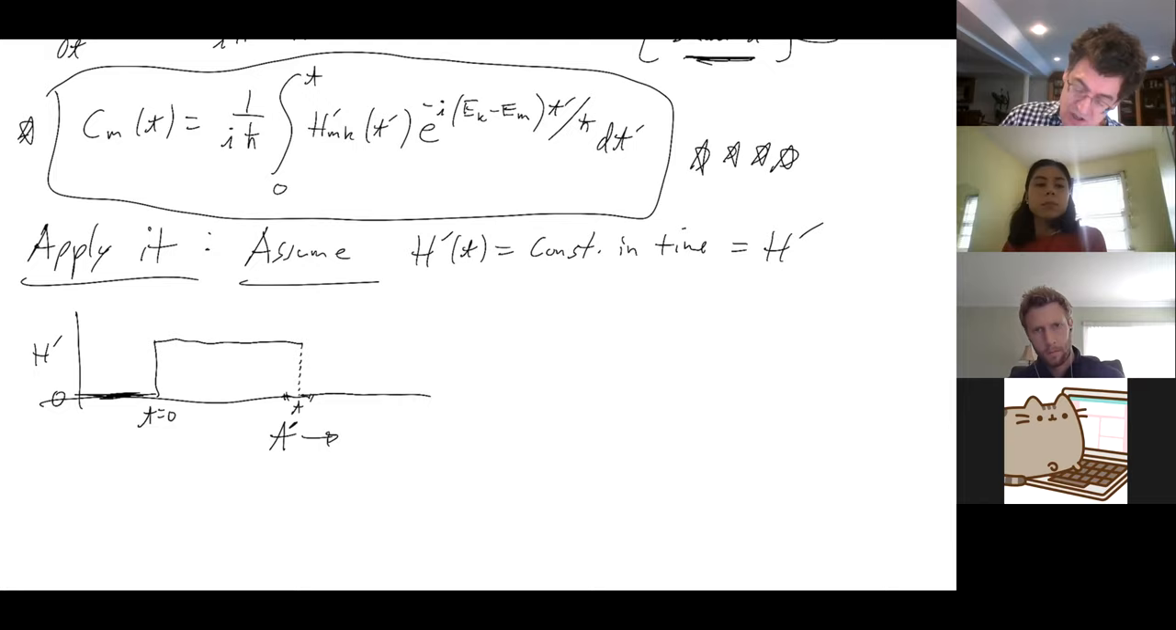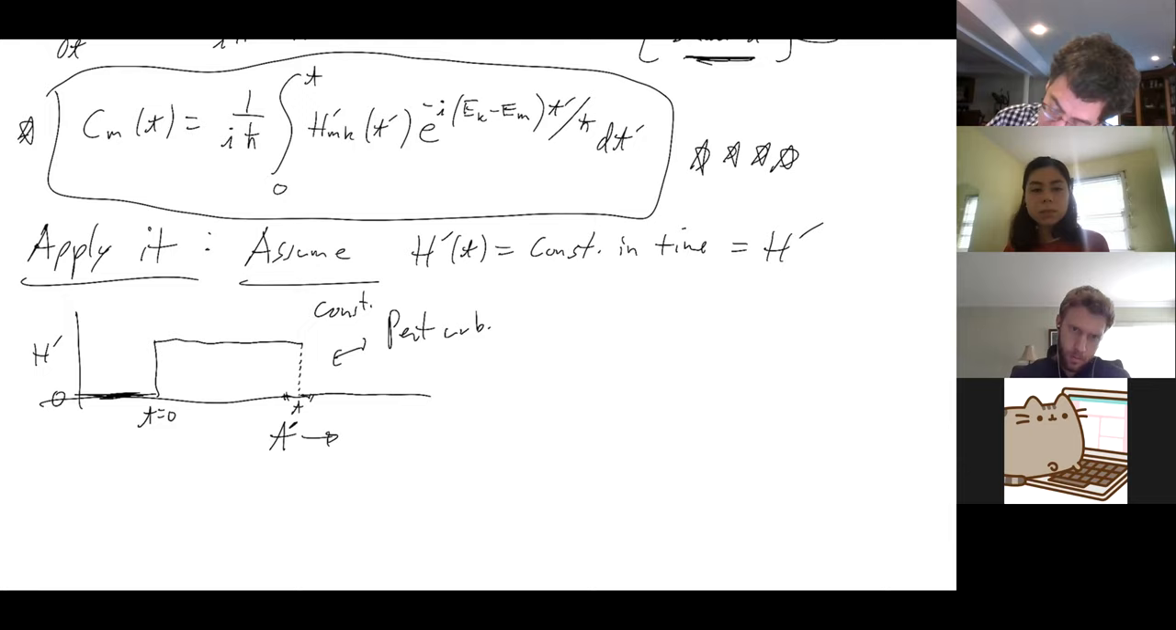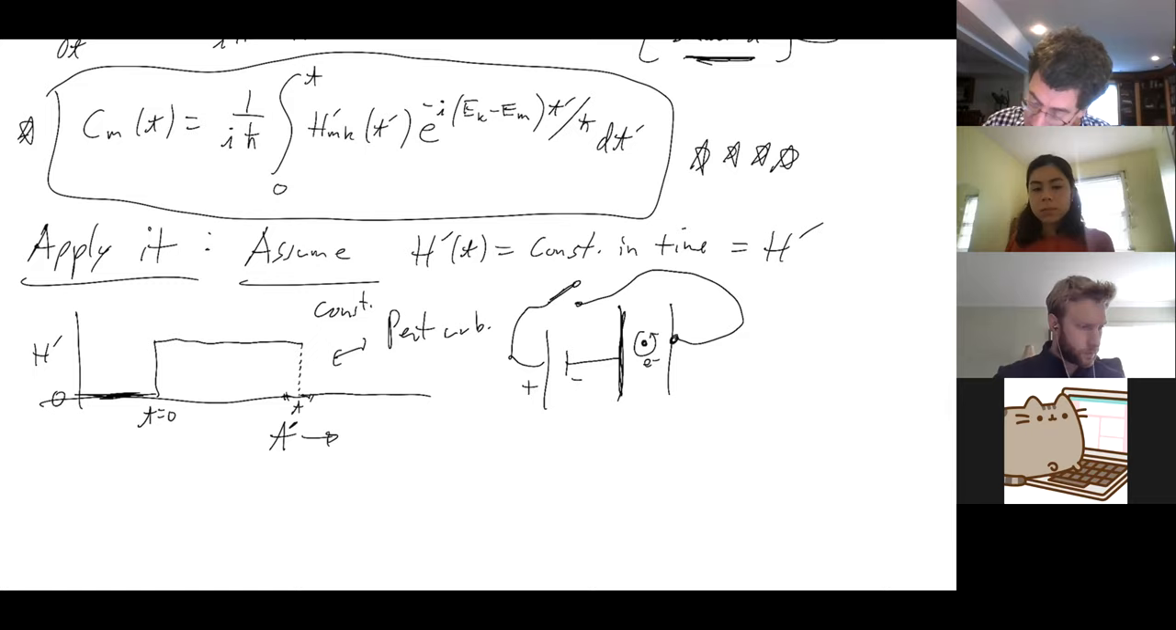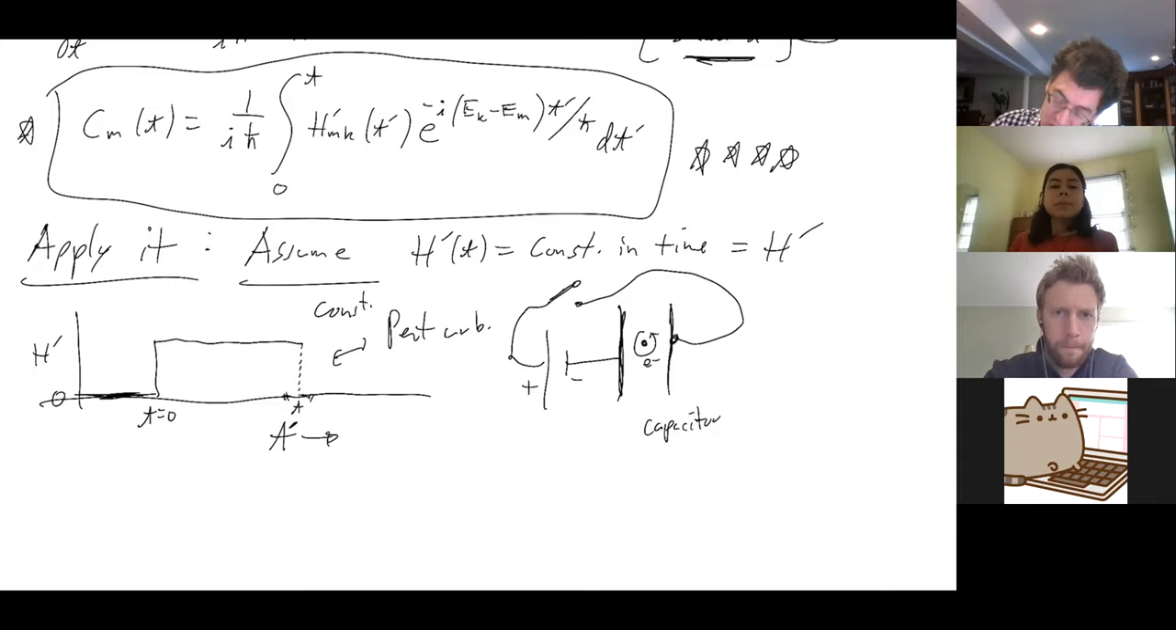We'll call this the constant perturbation. And you might say, well, what does that mean physically? Well, this is how you could think of it physically. Check this out. What if I had a capacitor and a battery and a switch, and that's the other wire to my capacitor. And here I have my atom, an electron, like a hydrogen atom, in a capacitor. This is minus, this is plus, and this is a capacitor. And then I just close that switch at t equals 0. Suddenly that creates an electric field that points like this.